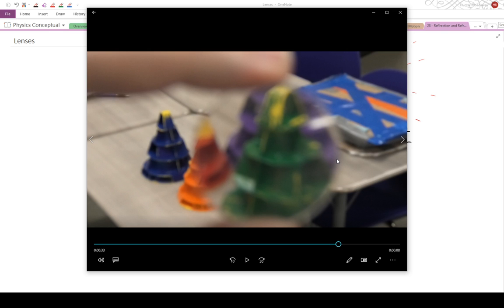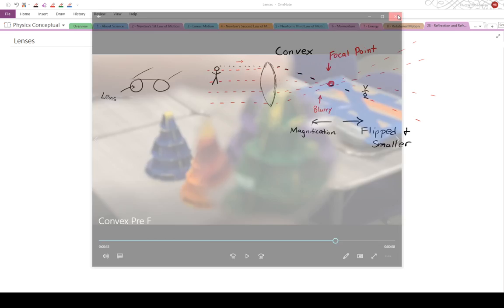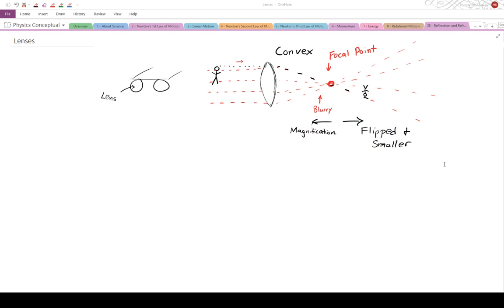If I were to keep moving it further and further away, eventually it would go flipped over and look smaller. It's just that this lens was designed to be a magnifying glass. The TV projector lens that I showed you earlier was not designed to be a magnifying glass. So convex is one big type of lens, and you can get two different effects from it. You can either get it magnified, or you can get it flipped and smaller, depending on what you want it to do.